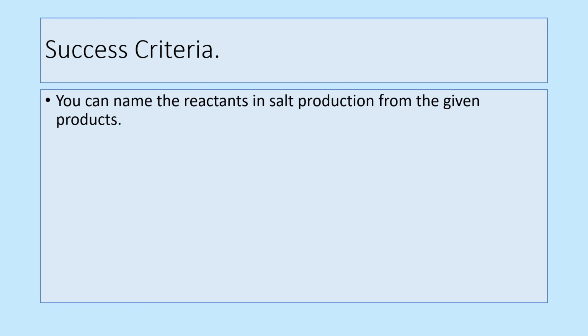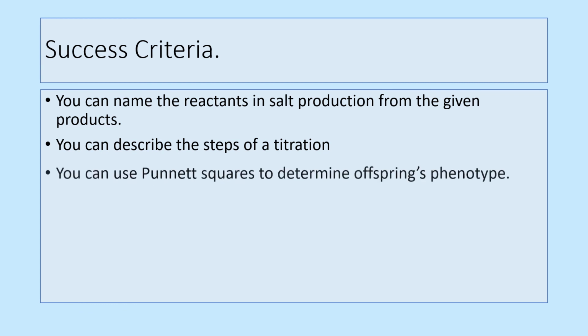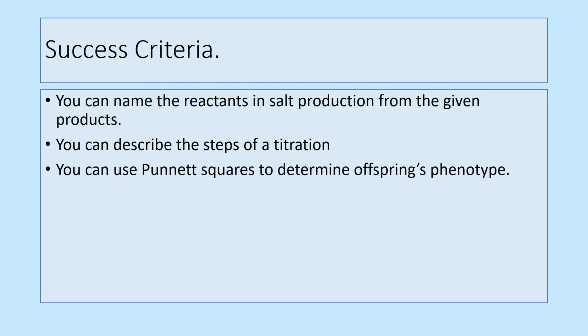Okay, so success criteria for today's lesson is that you can name the reactants in salt production from given products. Okay, so this is naming salts backwards. So from the products that we had, the salt and then the water and carbon dioxide, you can name what reactants produce those. You can describe the steps of titration, and you can use Punnett squares to determine offspring's phenotype.